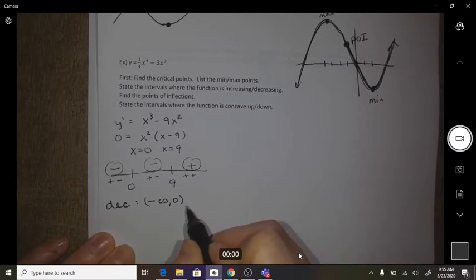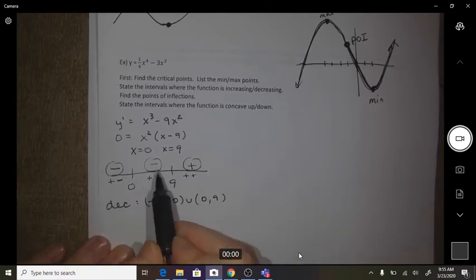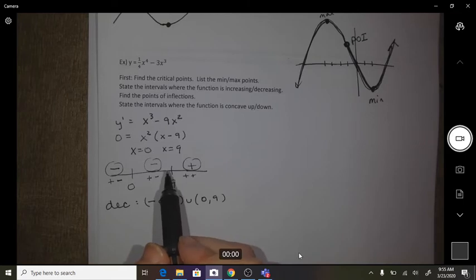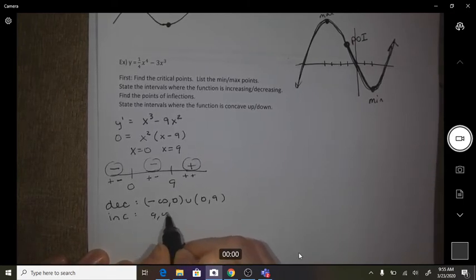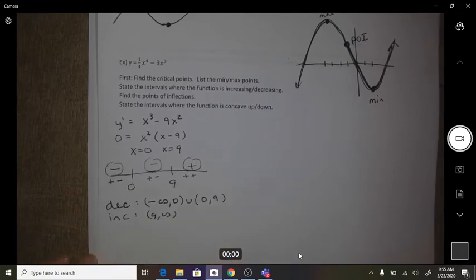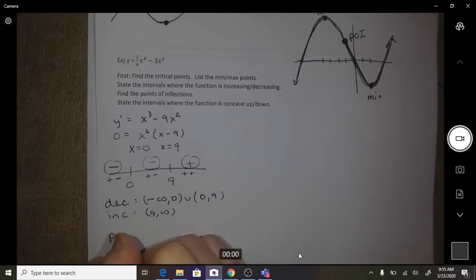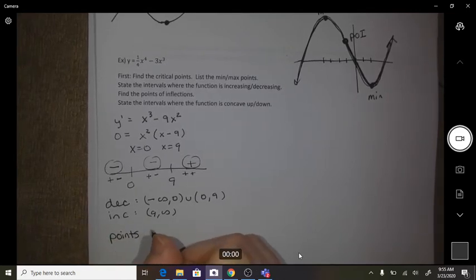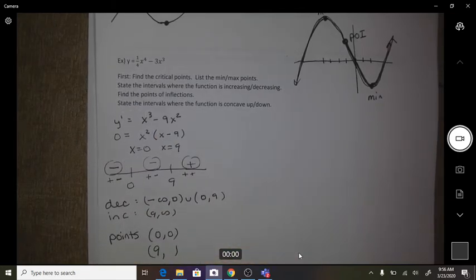And then it's obviously going to have some kind of flatten. And then it's also going to start decreasing again. So you can see that this is different, that we have a back-to-back interval of decreasing. And then it's increasing from 9 to infinity. Okay, we know that. Let's just get our points and we'll analyze what they are later. So 0, comma, when you plug in a 0, you get 0. 9, comma, and then we'll plug in a 9.